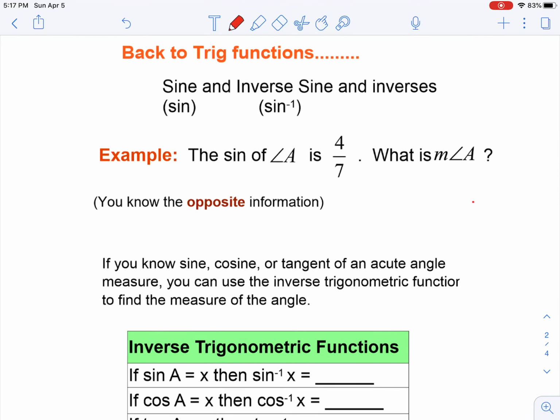So back to trig functions. Sine and inverse sine are inverses. And you can see how those are written out here. You're used to seeing this already, sine. And then if we're going to say inverse sine, that would look like this. Sine with a little -1 in the exponent. So let's go over an example.